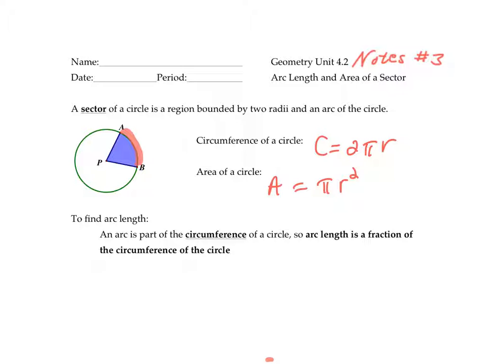So in order to find arc length, since it's a part of the circumference of the circle, we're going to take the measure of the arc, which will be x, which is the same as the central angle. We're going to divide it by 360, and then multiply by the circumference, 2 pi r. This is equal to the length of the arc, or arc length. There are two different ways to write your answer. If you leave it in terms of pi, that's the exact form. If you multiply by pi on the calculator, then it's an approximation.